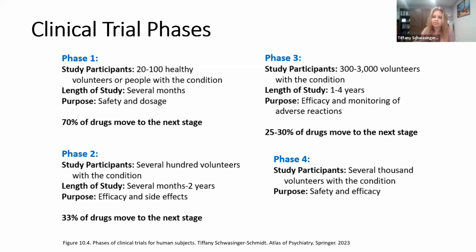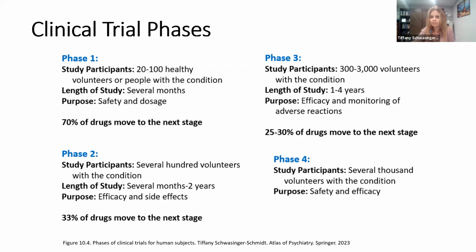That's all information that we collect in the clinical trials because someone on the trial developed those symptoms and we have to determine is that potentially related or not to the medication. So in phase 2, you can see there's a real drastic cut in the amount of medications that move on. It really drops to about 33% of those drugs that will move to the next phase.